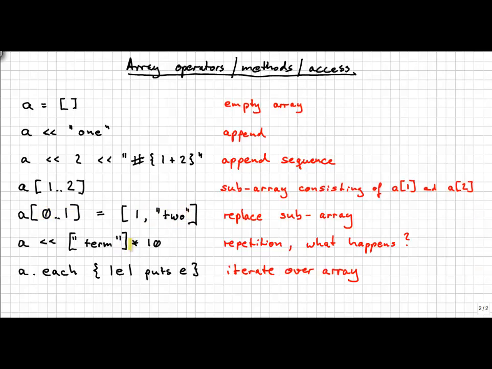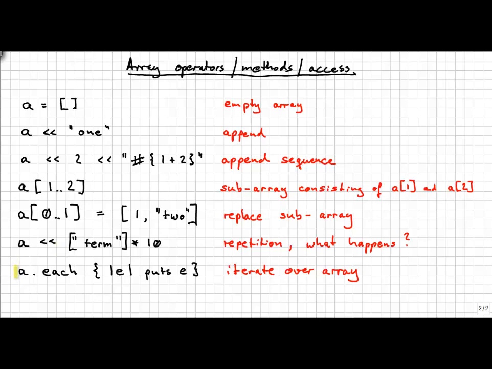You can also repeat array elements or entire arrays. So in this particular case, what we are doing is we are creating an array consisting of a single element. We repeat that element and obtain a new array that has 10 copies of term in it as array elements. Now if we then append the result to A, what will we get? Well, the result of this repetition is an array. So what we are actually doing is we are storing an array as one of the array elements of A.